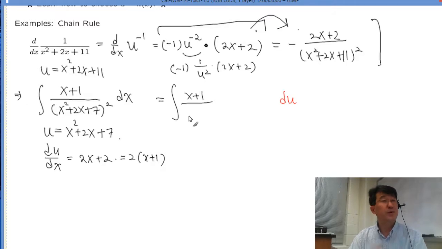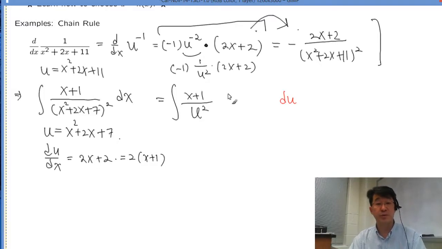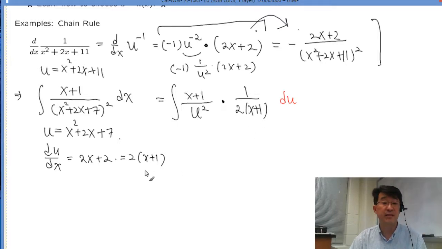And because we already wrote that one in u squared, is it okay if, at this stage, I change it into u squared? Our goal is changing everything in terms of u squared, right? Yeah. So what are we supposed to multiply here? 1 over 2 times x plus 1, right? Is that right? 2 times x plus 1. Reciprocal of du dx. du dx is this. Reciprocal would be that.